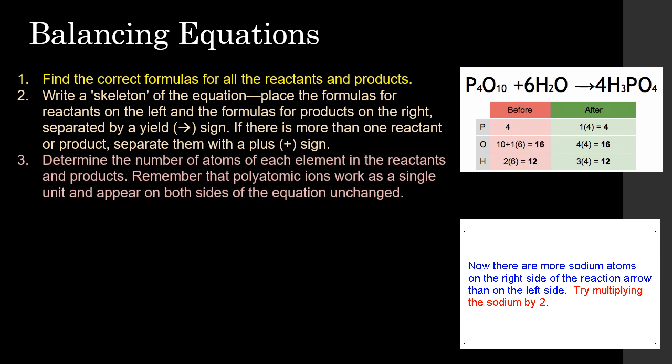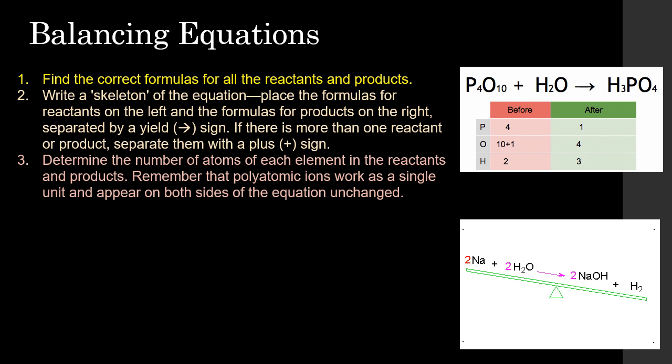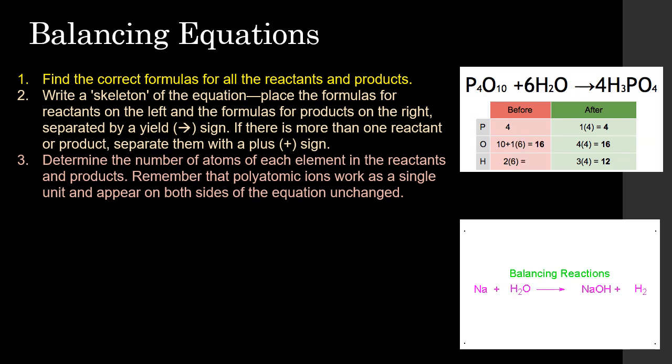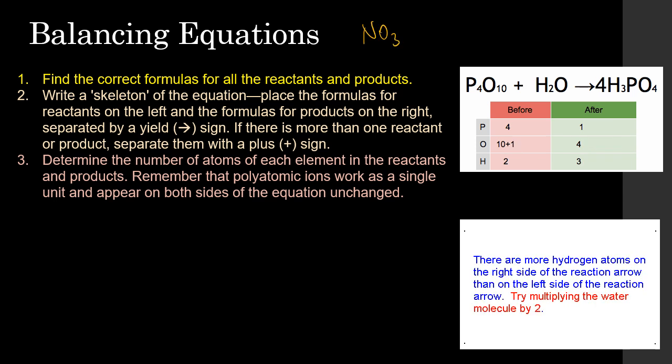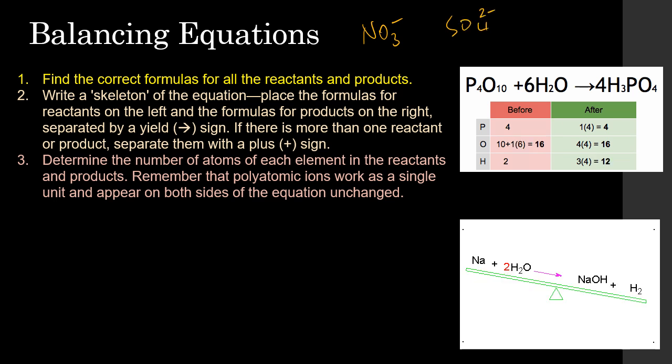We'll determine the number of atoms of each element in the reactants and products. And remember that polyatomic ions can work as a single unit and will appear on both sides of the equation unchanged. So remember, we've talked about a few polyatomic ions. For example, nitrate or sulfate, you can treat them as a group.